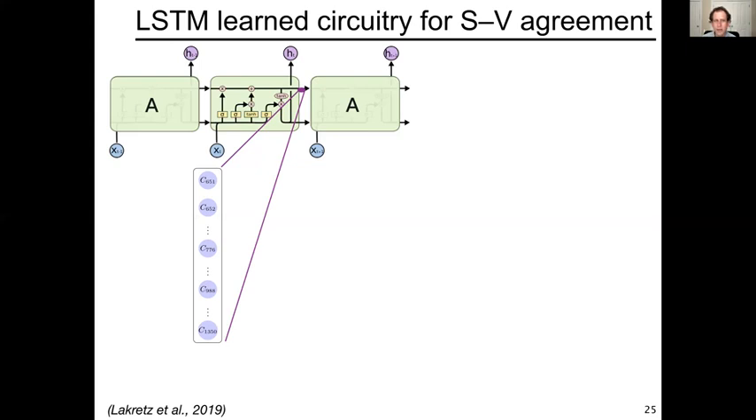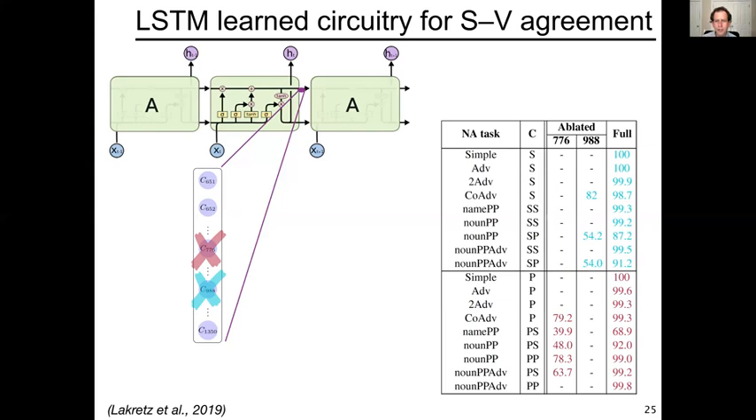What they found is that there were two particular nodes in the cell state. This is for the Gulordava model, cell number 776 and number 988. And if you knocked out one or the other, then you actually could differentially affect the model's performance in subject-verb agreement. Depending on which node you knocked out, you either made plural agreement worse or you made singular agreement worse. This is with their behavior, and the unablated model is here. It performs very well on a wide variety of configurations that they tested.